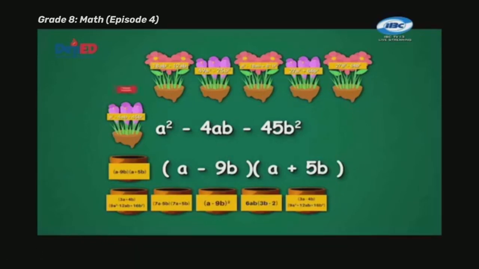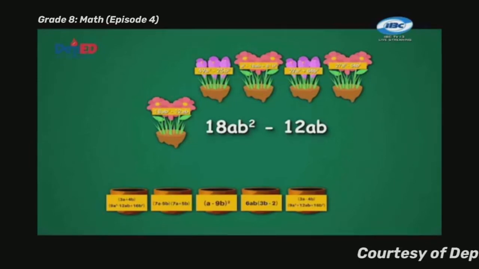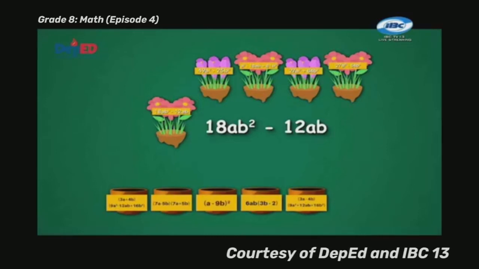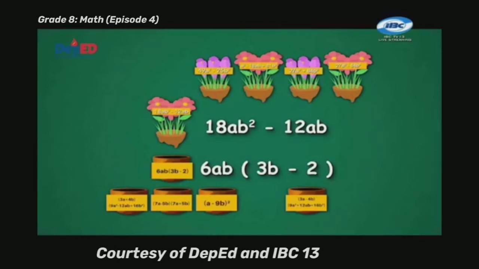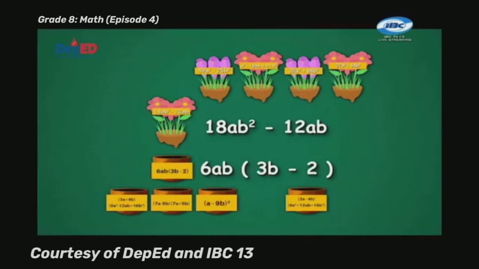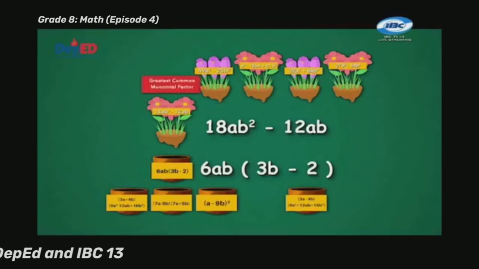What we factored is a general trinomial. Next, factor 18ab squared minus 12ab. It is 6ab times the quantity 3b minus 2. We factored this polynomial by getting the greatest common monomial factor.